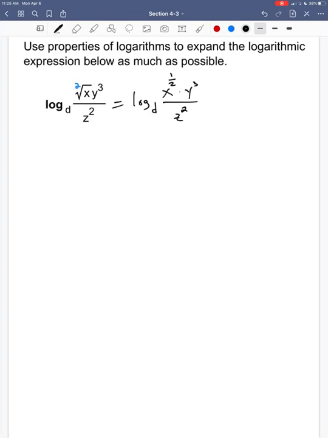So this right now is a division problem. It's a quotient. And to do a quotient, I take the log of the top and I subtract the log of the bottom. So I'd get the log base d of x to the 1/2 times y to the 3rd power, and then I'd subtract and get the log base d of z to the 2nd power.